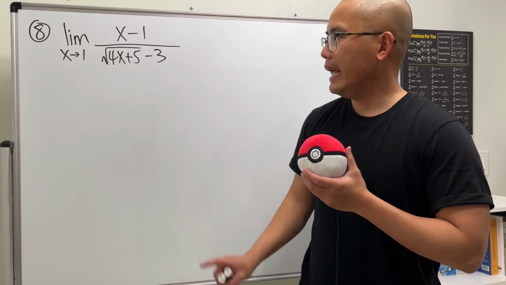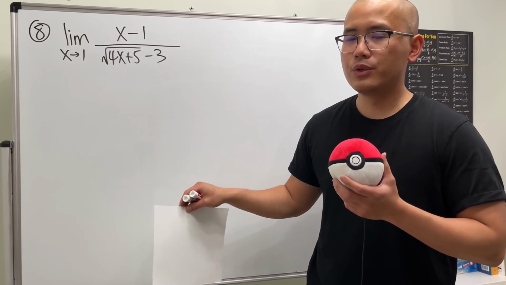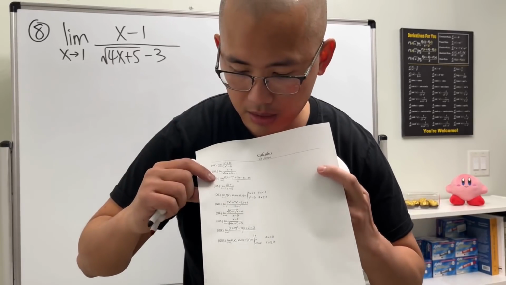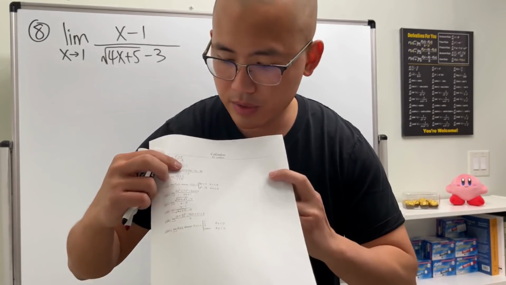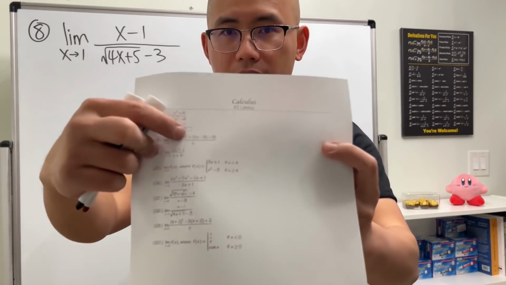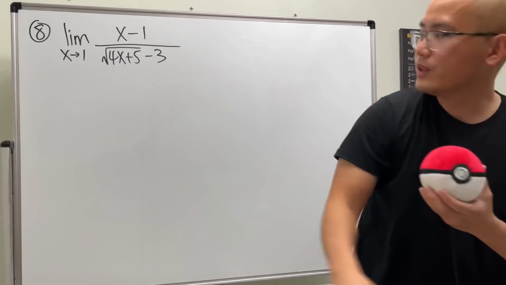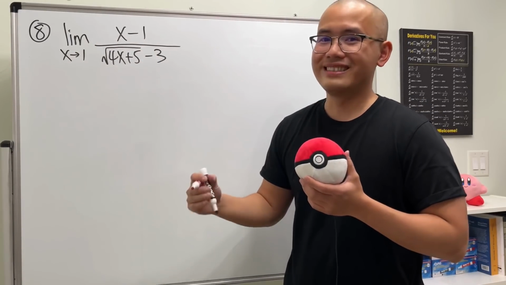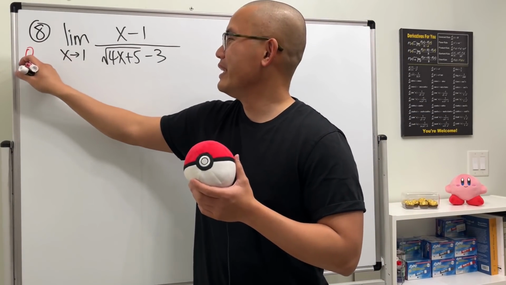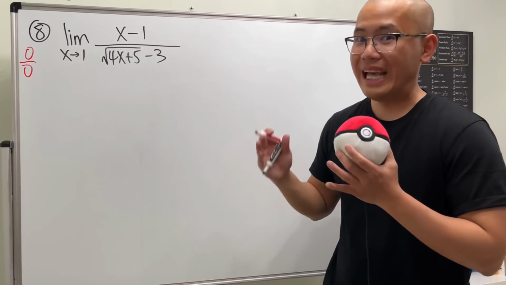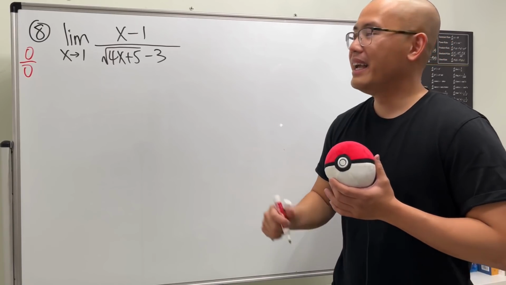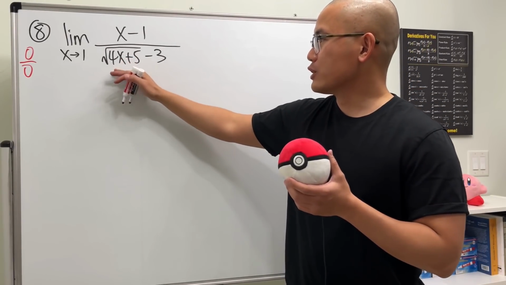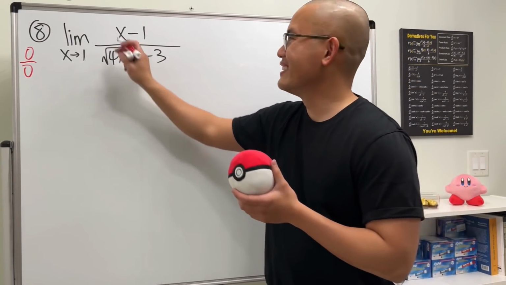Okay, for number 8, this is very similar to number 2. You guys can see number 2 has the minus 1 here, right? But for number 8, we have the minus 3. So if you plug in 1 into all the x's, in this case, we end up with 0 over 0. So we have to do more work for this one. And because we have a square root, let's use the conjugate. Even though the square root is on the bottom, still use the conjugate.